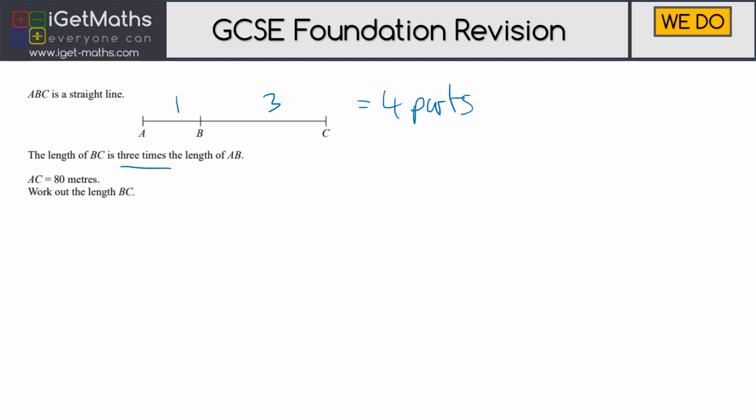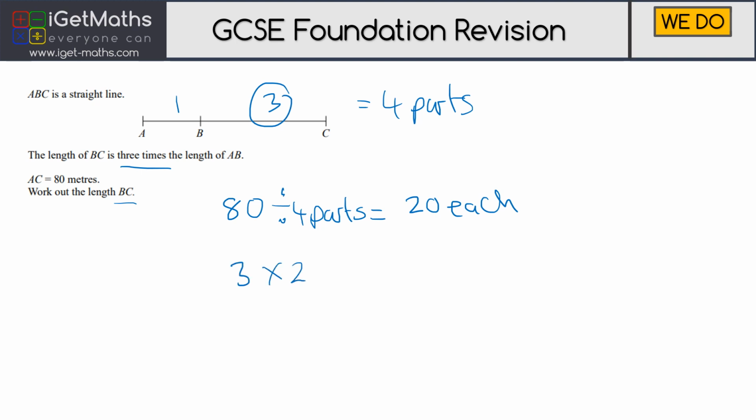It says A to C is 80 meters, so the whole line is 80 meters. We need to work out the length of BC. So we've got 80 divided by 4 parts. That gives us 20 for each, so that's 20 meters for each. And we need to work out BC, and remember BC is 3, so we've got 3 times 20 meters, so that's 3 times 20 is just going to be 60 meters for length B to C.